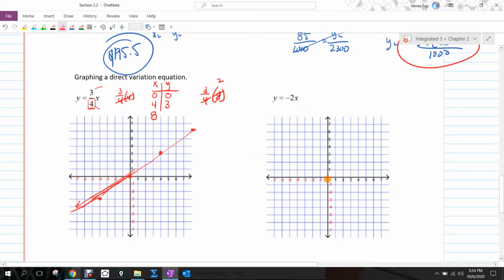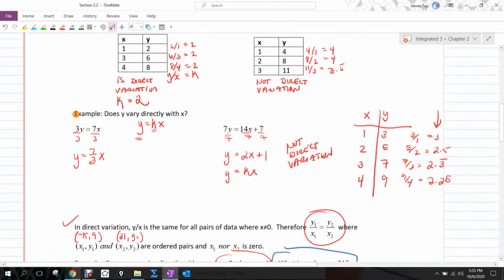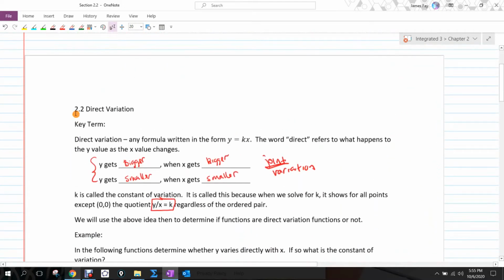Same thing here. So this is direct variation, so it goes through 0, 0. Now because there's no fraction here, let's try maybe 3. If X is 3, plug that in, I get -6, so 3, -6 right there. And now just connect those. If I wanted to try -1, I could have. -2 times -1 is 2, so -1, 2 should be plotted. So that is direct variation. Just a key thing to know.